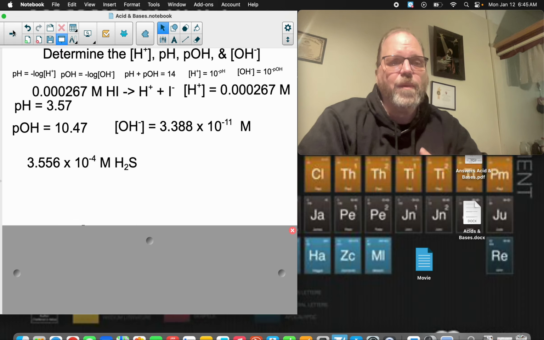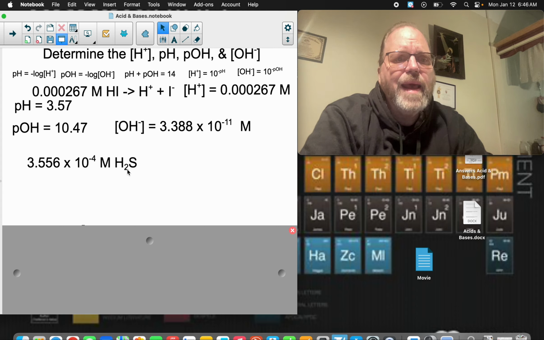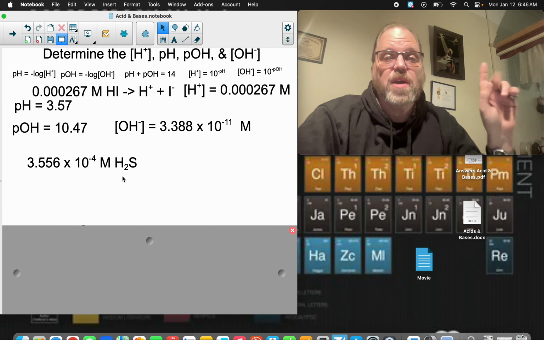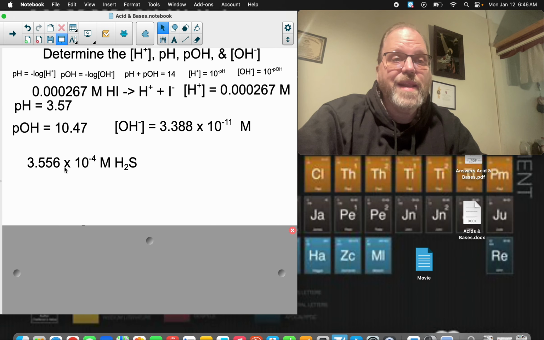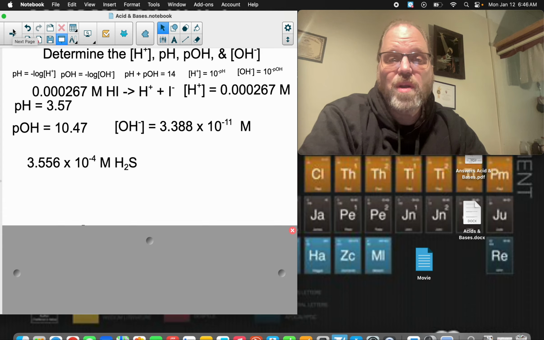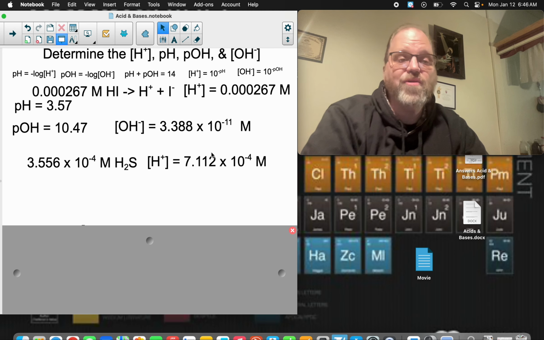All right, let's look at the second one. This one is a little bit different in that although it's strong, it's binary, it's 2 here. So when we dissociate it, it's going to be 1 to 2. So taking this concentration here for the acid to find hydrogen ion, we're going to multiply it by 2. So we take 3.556 times 10 to the minus 4th molar times 2, you get 7.112 times 10 to the minus 4th molar.